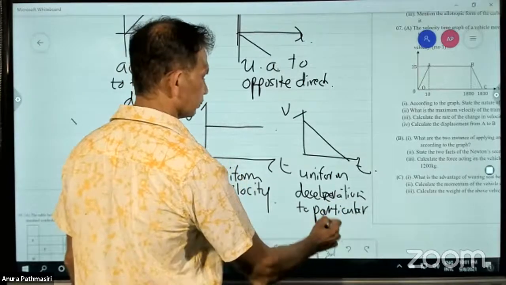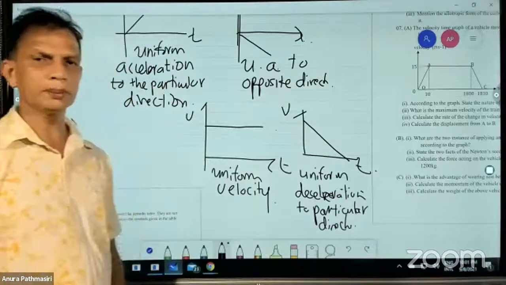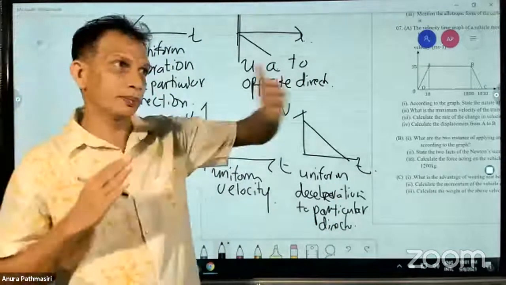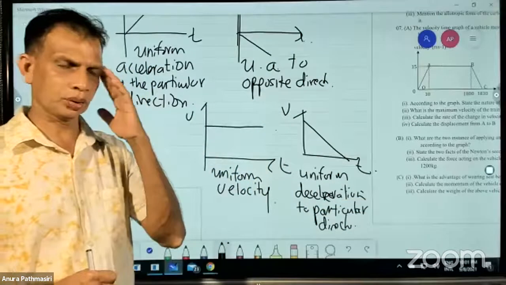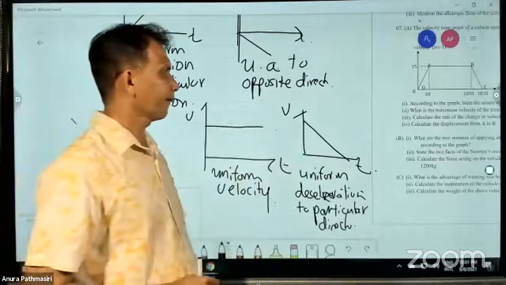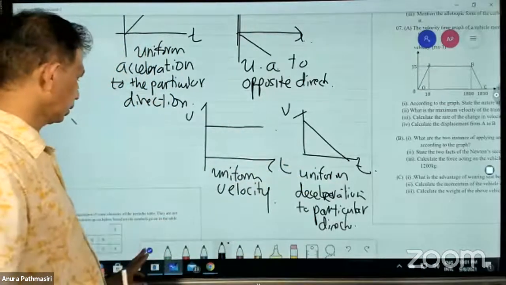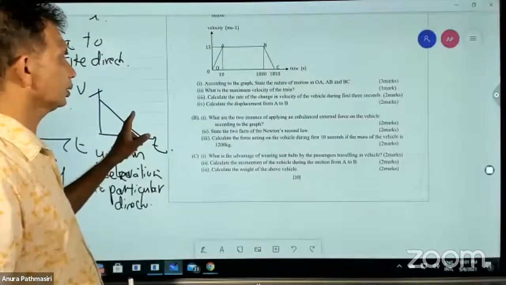Uniform deceleration to the particular direction. It goes to the same direction, but you reduce your velocity and then comes to the rest maybe. Right? Okay, then with that knowledge, we are moving to the question.